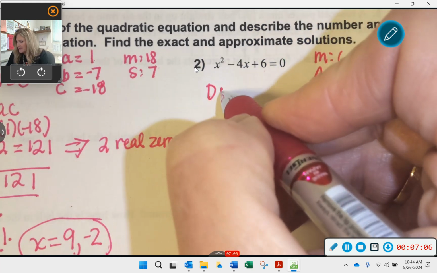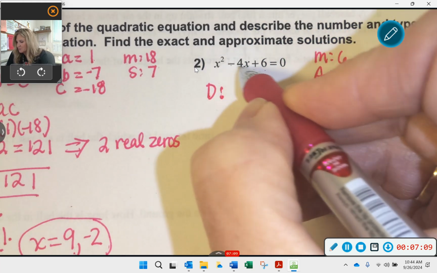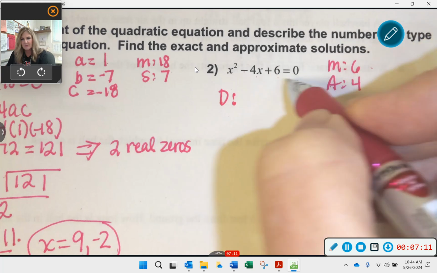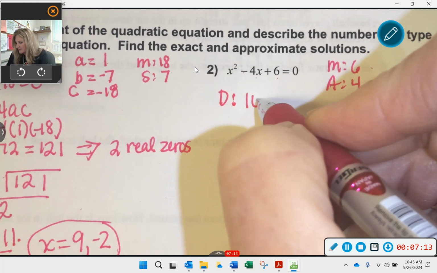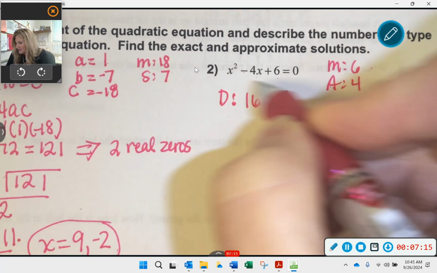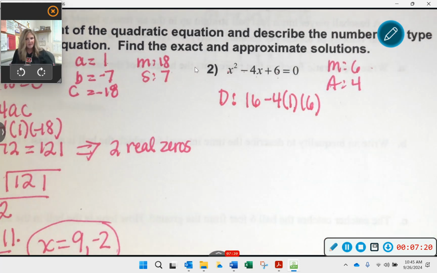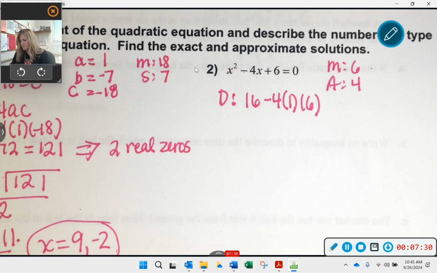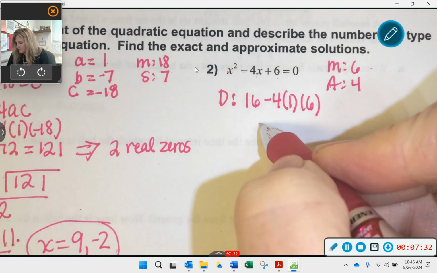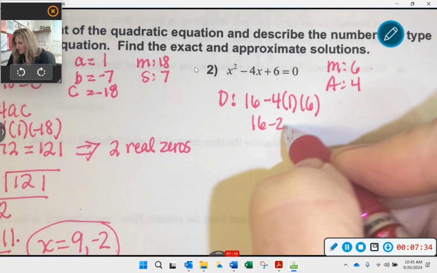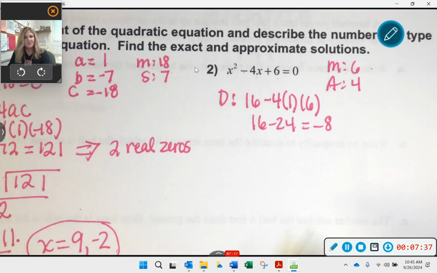First thing we're going to find is that discriminant. We have to do b squared. So what's b squared? 16 minus 4 times a times c. Figure out what that is. What is it? This is 16 minus 24, so negative 8 is what you should have gotten for the discriminant.